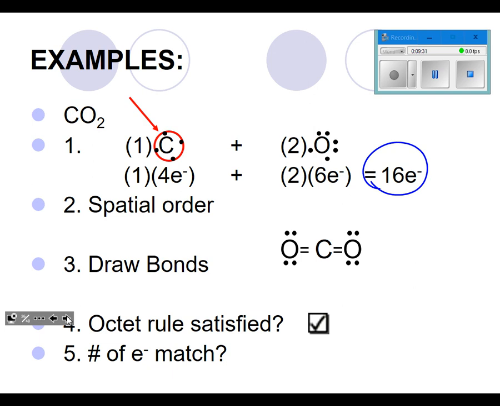Then we need to recount. Now we have 2, 4, 6, 8, 10, 12, 14, 16. So yes, we do have the correct number of electrons, and we match how many we were supposed to have of 16, so we are good to go, and that picture is correct.